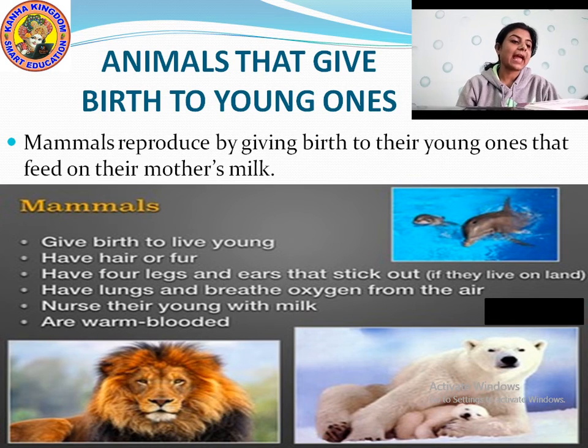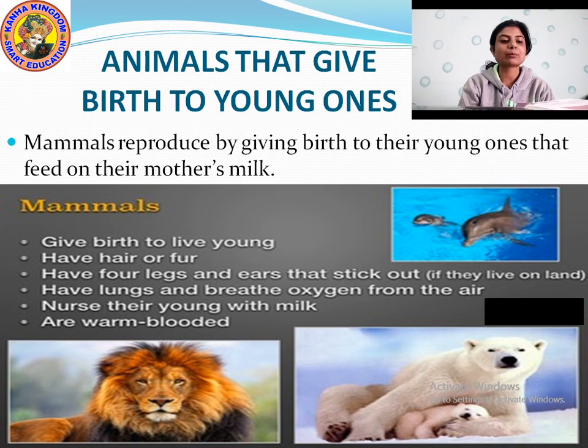And the mammals that live on the land breathe with the help of their lungs. They take in oxygen. Understood? The whales and dolphins have blowholes present on the top of the head, which helps them to breathe. That is why these dolphins and whales come to the surface of the water to breathe. Understood? It is written in your book.